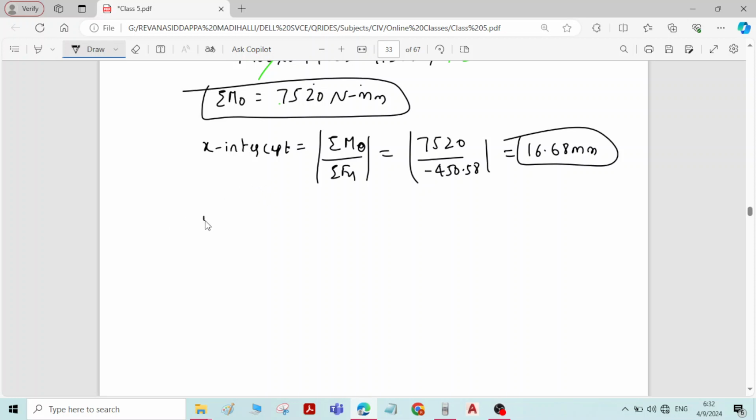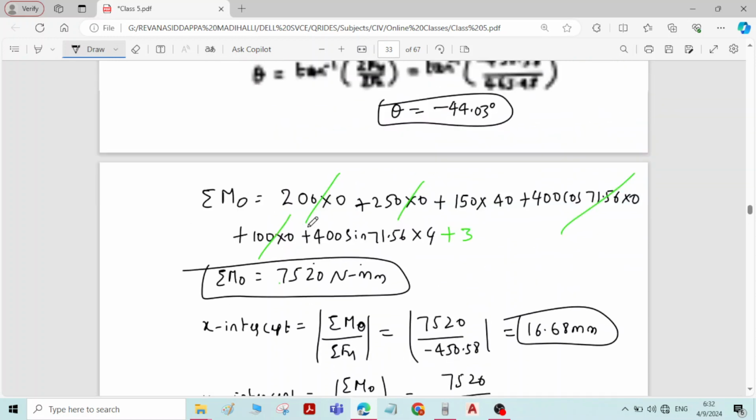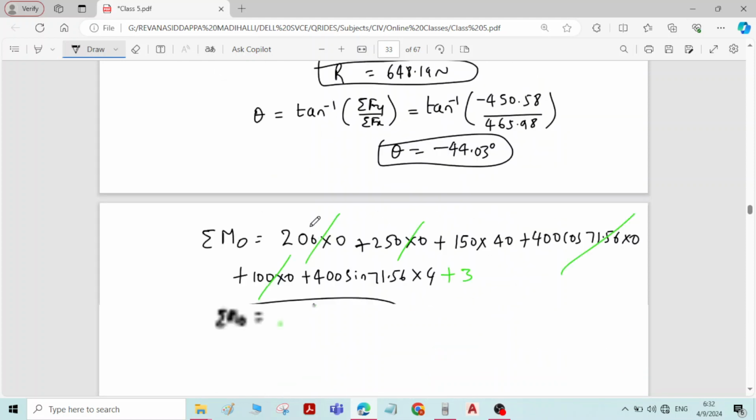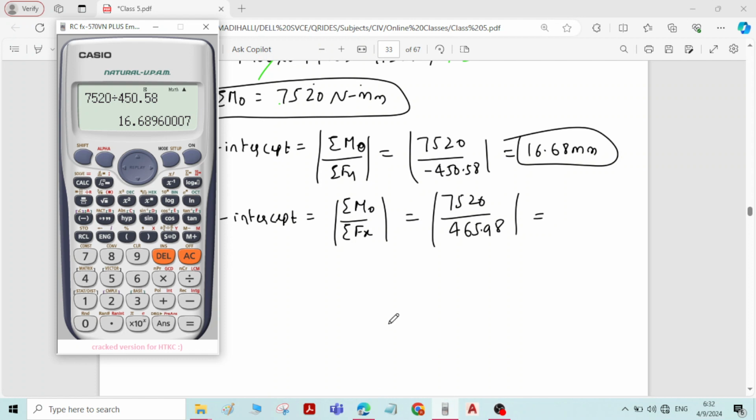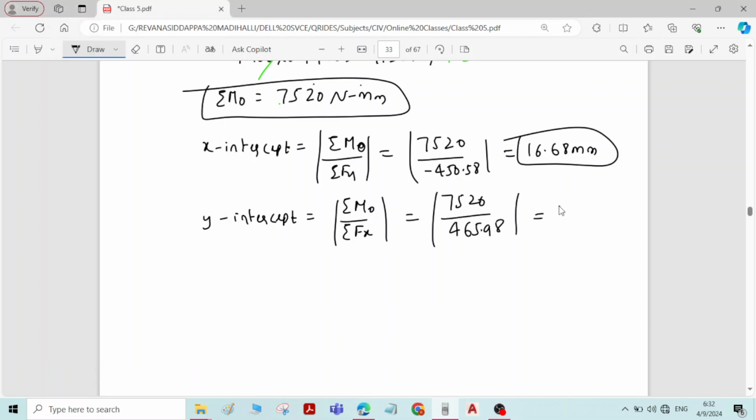Y-intercept is equal to sigma M naught divided by sigma Fx. 7520, and sigma Fx is how much? 465.98. We'll calculate the answer. 7520 divided by 465.98 is 16.13 mm.